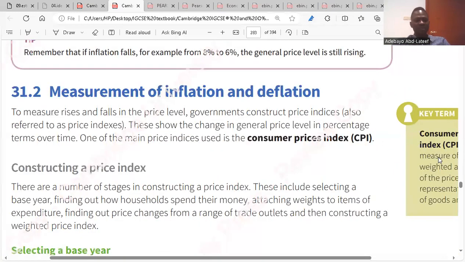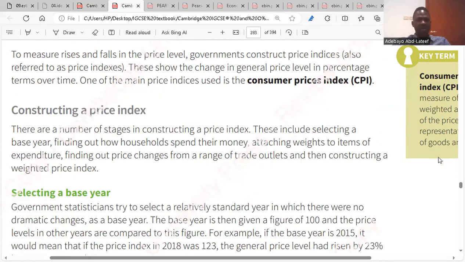So measurement of inflation and deflation. To measure rises and falls in the price level, we use government controlled price indices, also referred to as price indexes. This shows the change in general price level in percentage terms over time. One of the main price indices used is the Consumer Price Index, CPI. How do we construct a price index? We said there are a number of stages in constructing a price index. This includes selecting a base year, finding out how households spend their money, attaching weights to items of expenditure, finding out price changes from a range of trade outlets, and then constructing a weighted price index.